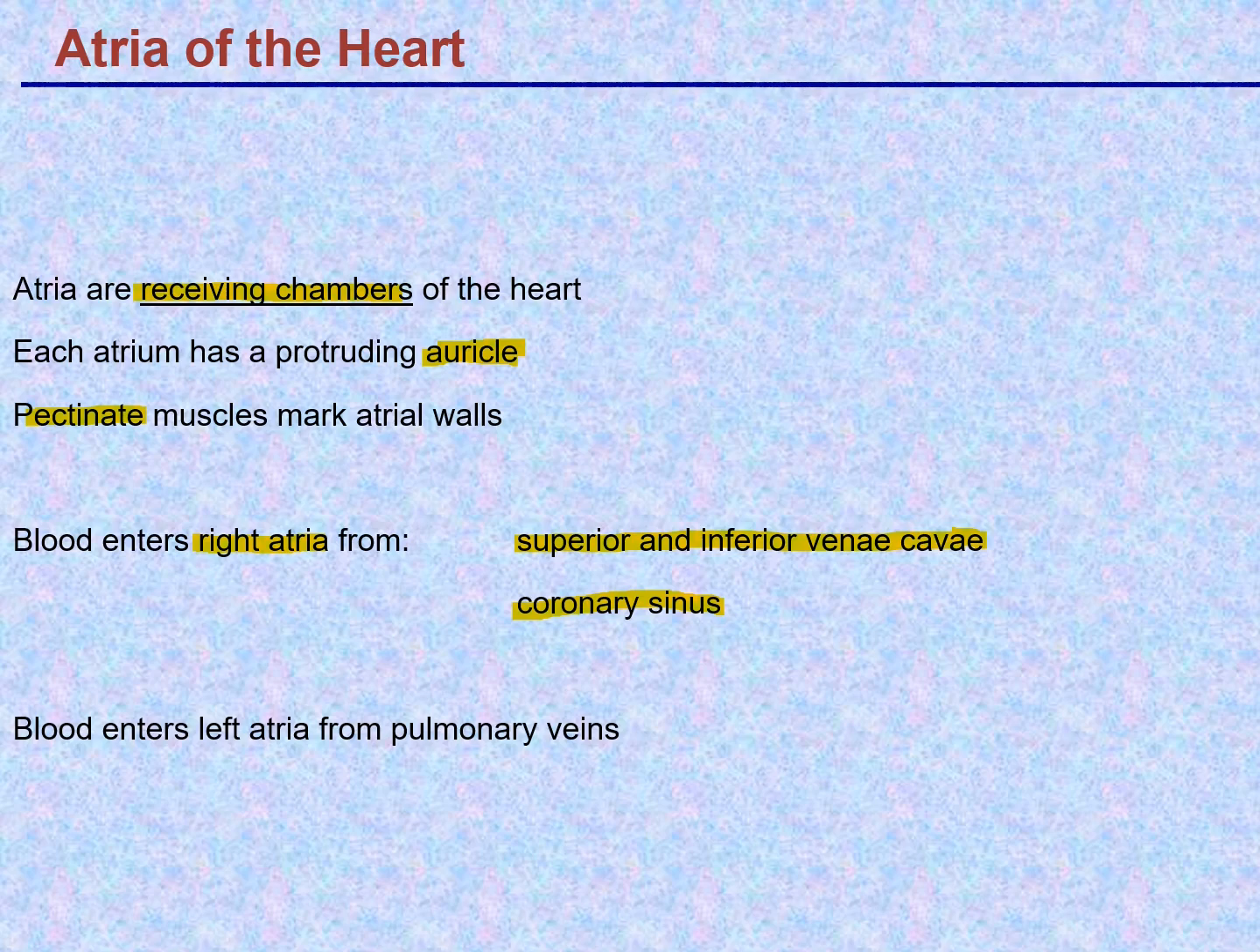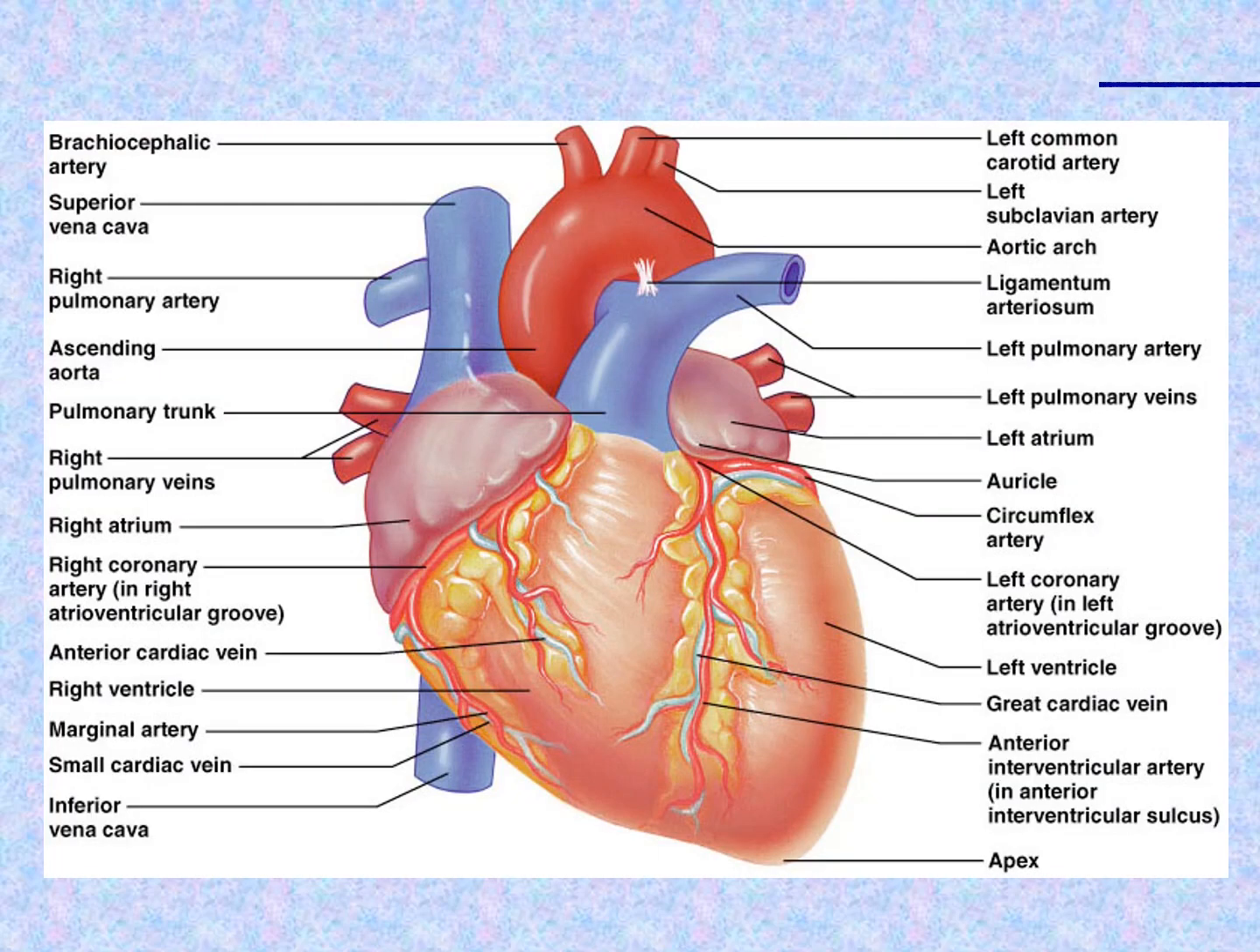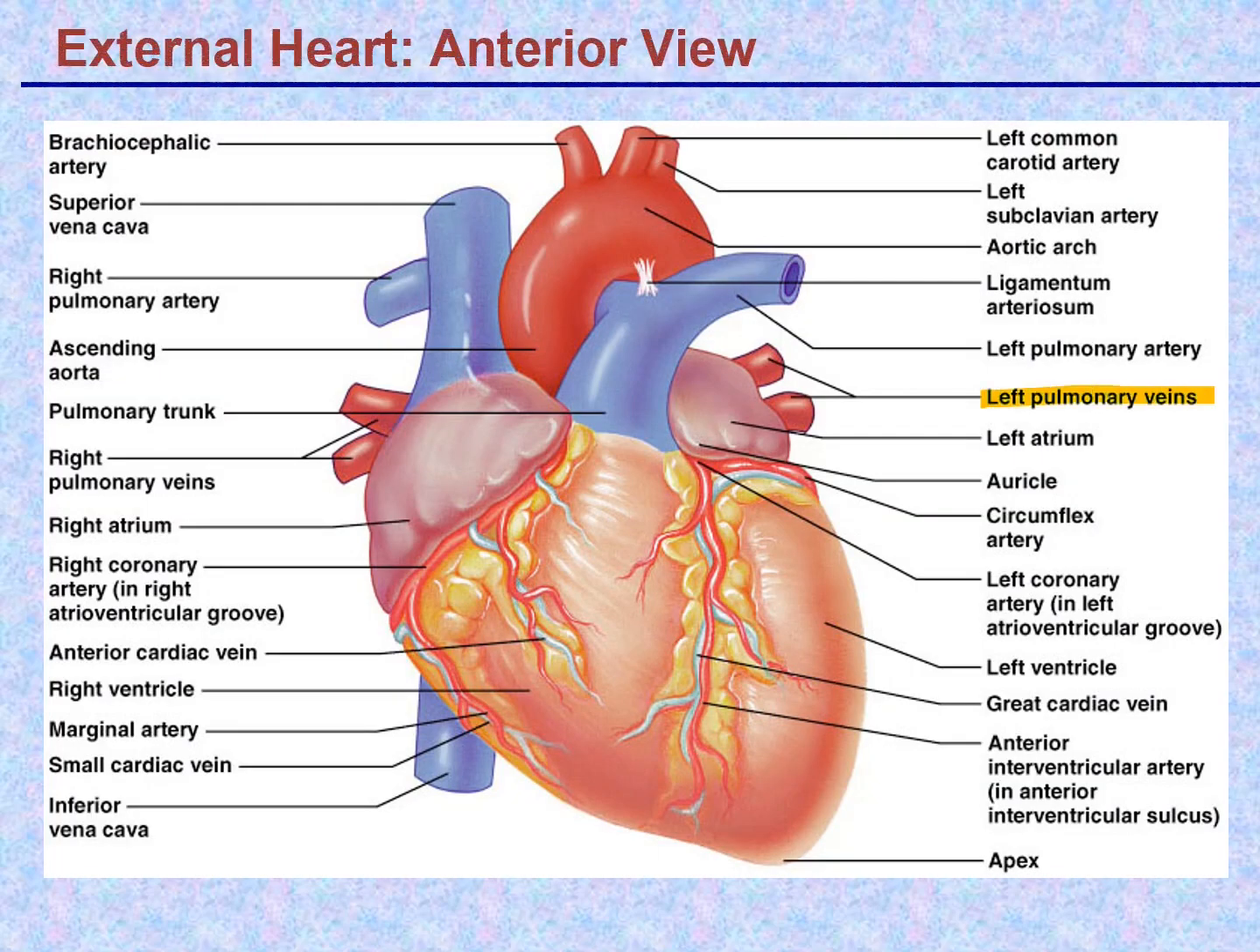Blood entering the left atrium comes from the right and left pulmonary veins. These are the veins that are bringing oxygenated blood back from the lungs. Here you see the auricle. They're not showing it. Well, they're calling it right atrium, but that's underneath this.